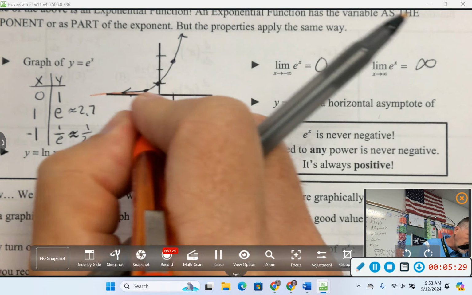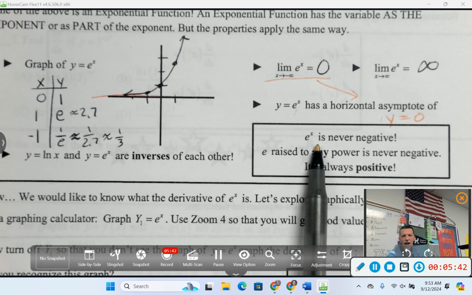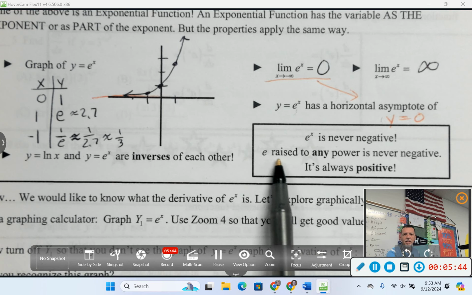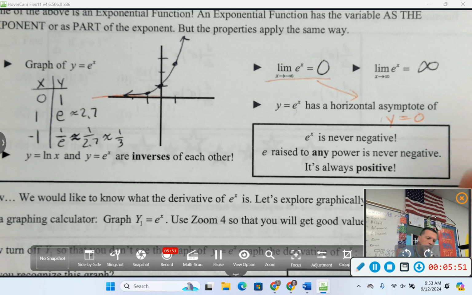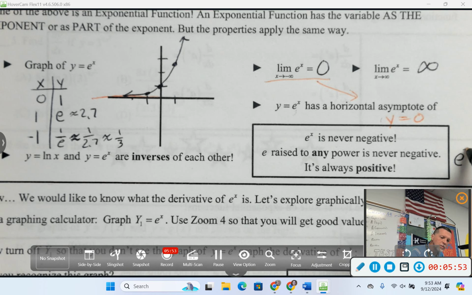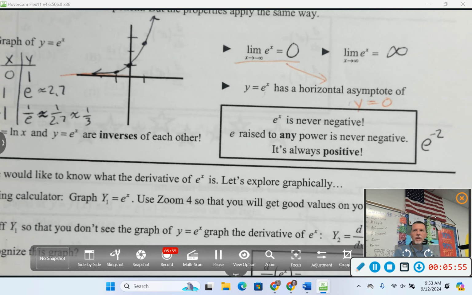And then just some comments on the graph. E to the x is never negative because e raised to any power is never negative. The thing that gets most confusing would be e to the negative 2. Why is e to the negative 2 not negative? What does e to the negative 2 do? It flips it, puts it in the denominator. So it might be really small, but it's not negative.